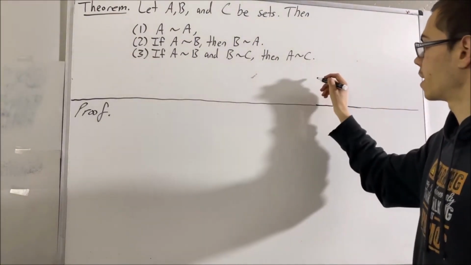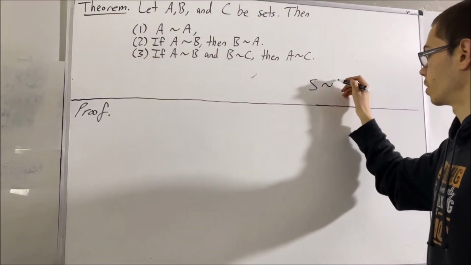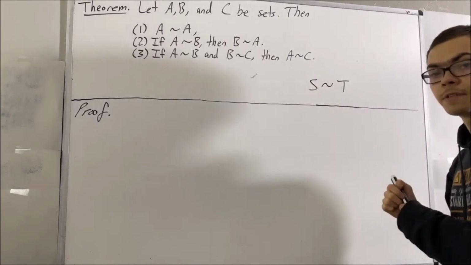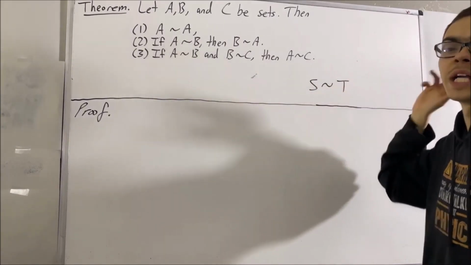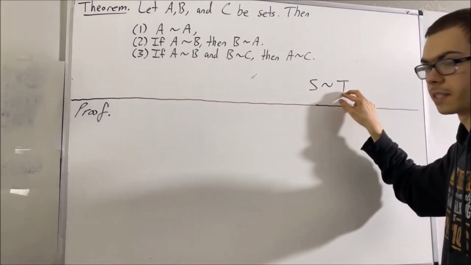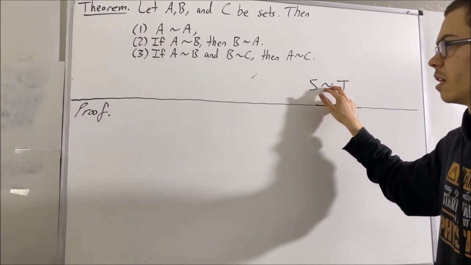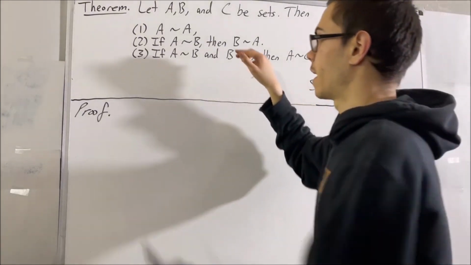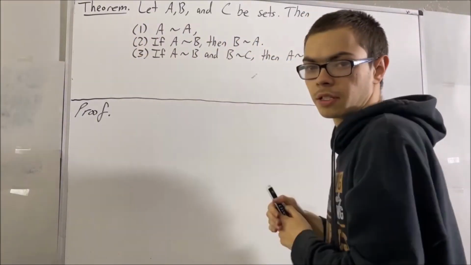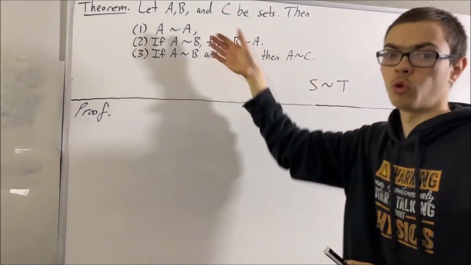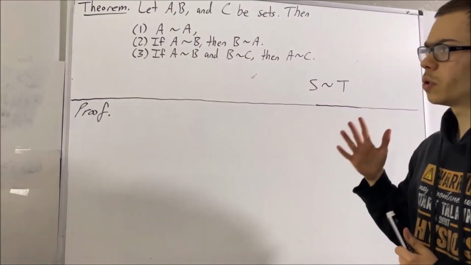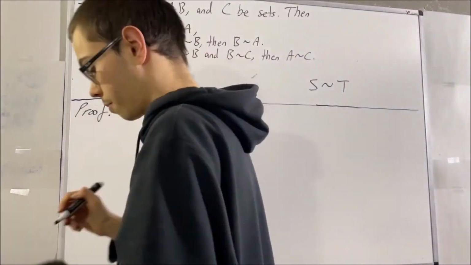Now, to say that a set is equinumerous with another set means, by definition, that there's a bijection from this set to this set. Right, so that's really what this symbol means. And we're going to prove that it has these three properties. We're essentially proving that it's an equivalence relation. So let's start out by proving one.